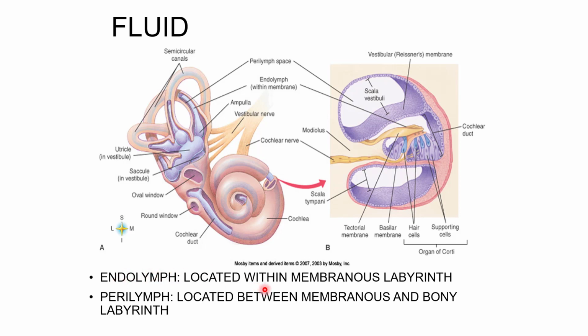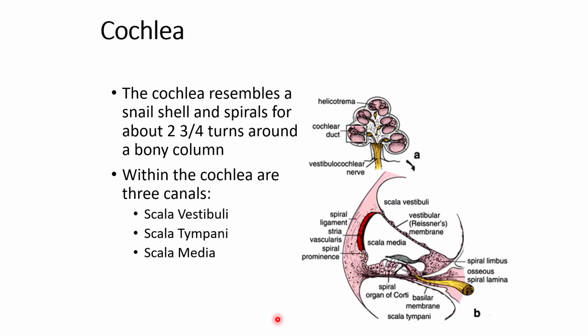So endolymph is located within the membranous labyrinth, and perilymph is located between the membranous and bony labyrinth. So there is also another fluid surrounding this membranous structure; outside this is the perilymph. So perilymph is located between the membranous and the bony labyrinth. Okay, so you can just have endolymph, the perilymph, you can just delineate these.